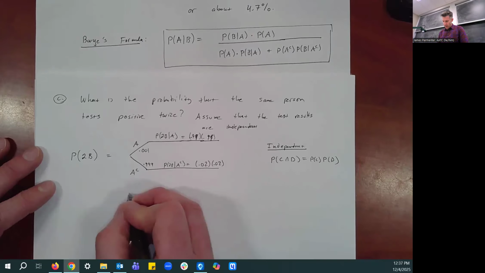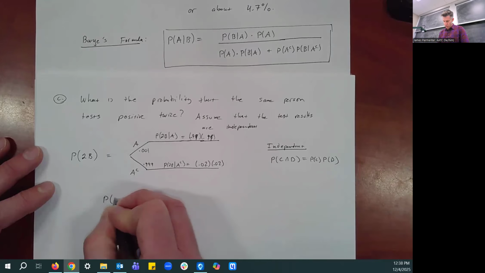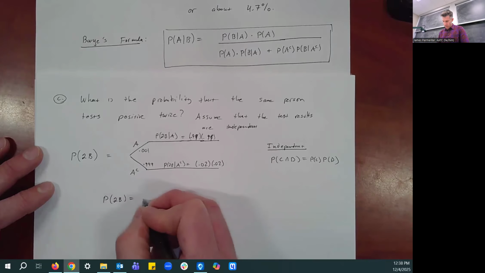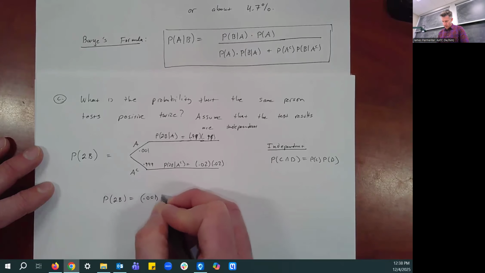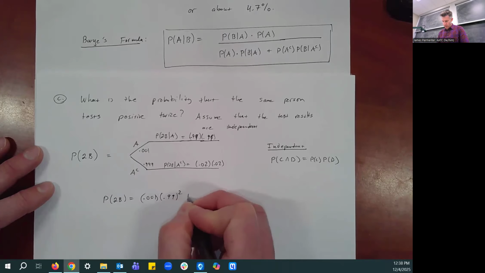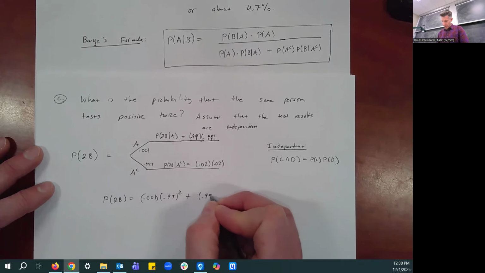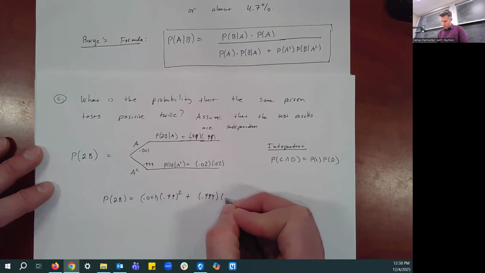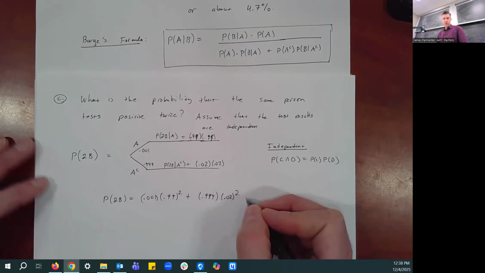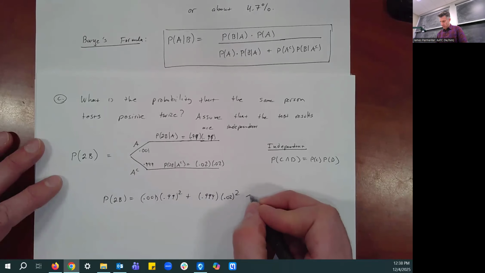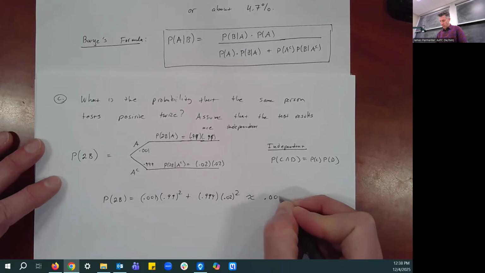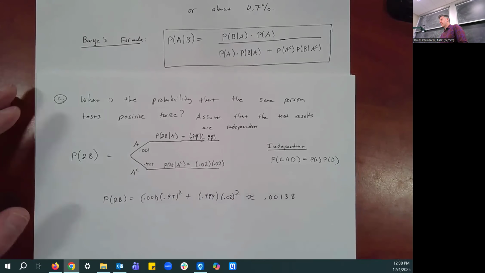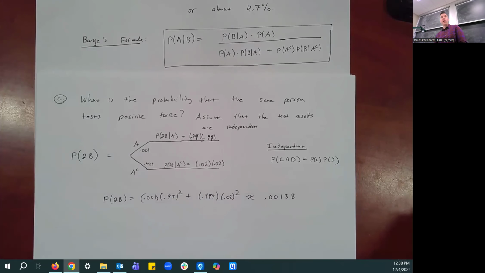So let's see. Doing the math, the probability of two positive tests is going to be 0.001 times 0.99 squared plus 0.999 times 0.02 squared, which is approximately 0.00138. So barely a tenth of a percent chance of getting two positive tests for just any random person we select.